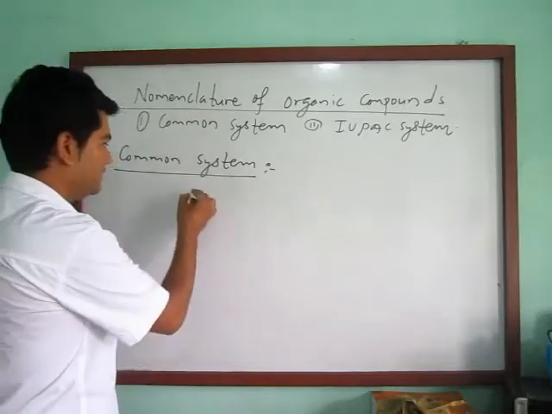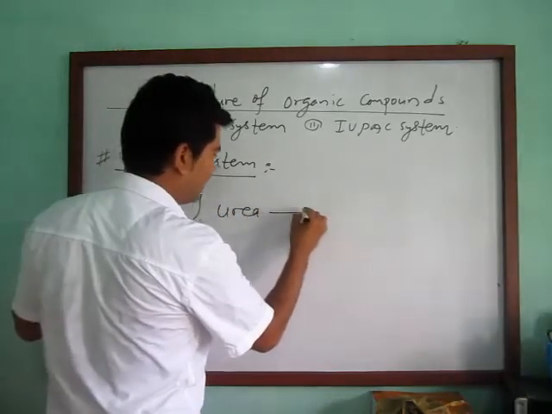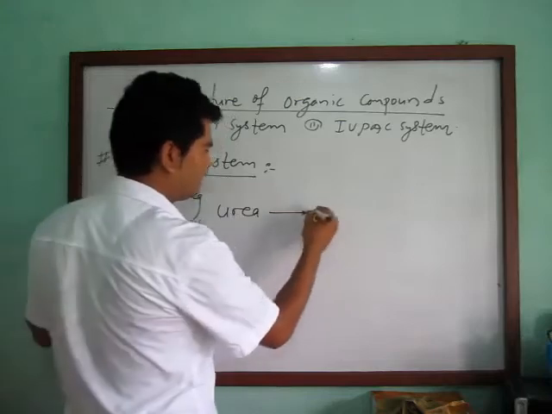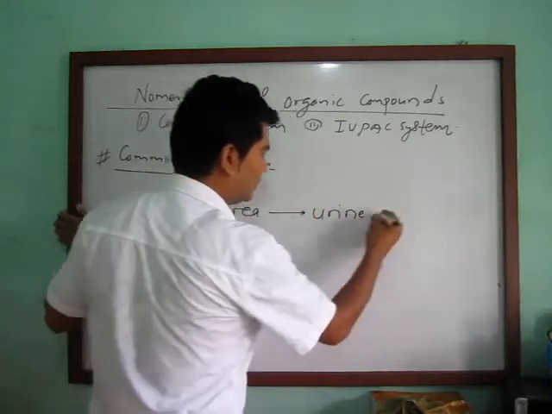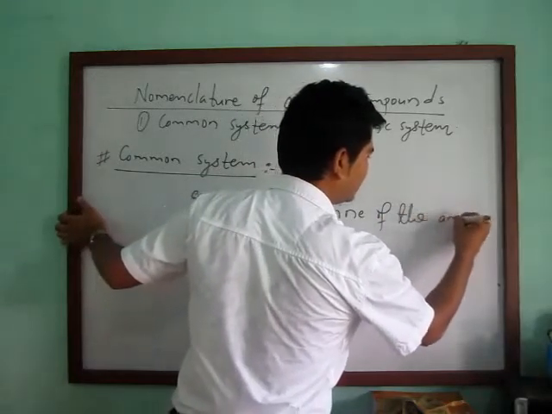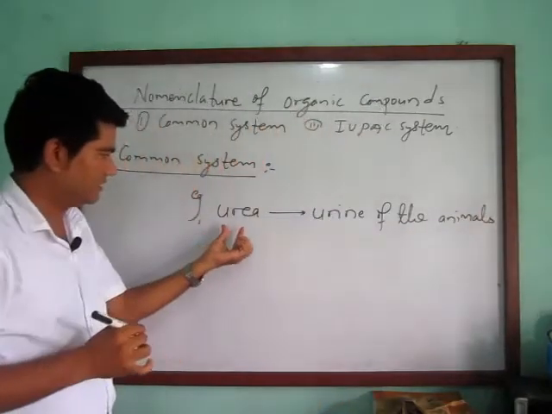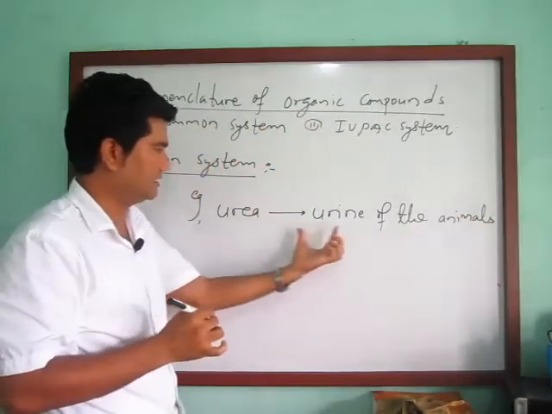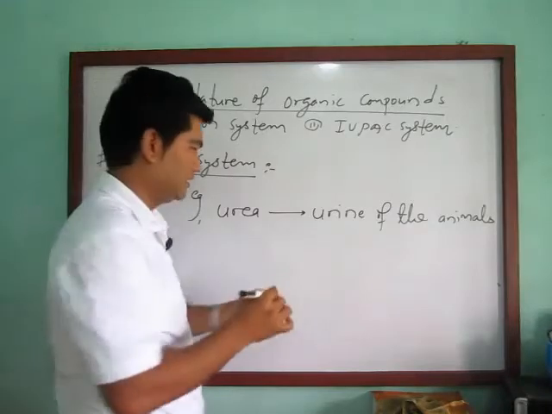For example, urea. The name urea was derived because it was found in the urine of animals. You can find the similarity between urea and urine.